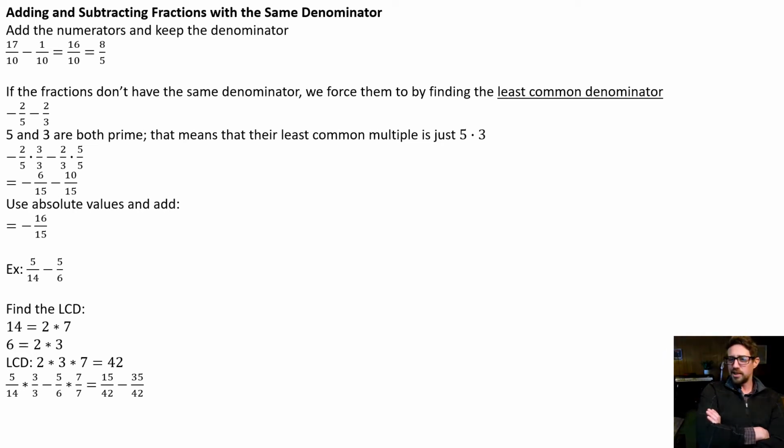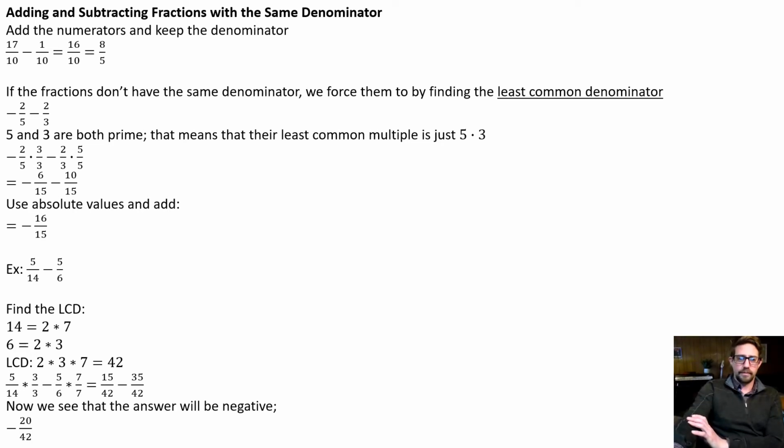So when you really do this, you probably just jumped ahead and got to the answer without really thinking about how you were doing it, and that's fine. You're really doing in your head 35 minus 15 is 20, but I know it's negative, so it's just negative 20 over 42. It's like when we do 15/42 minus 35/42, we go past 0 on the number line and land at negative 20/42.